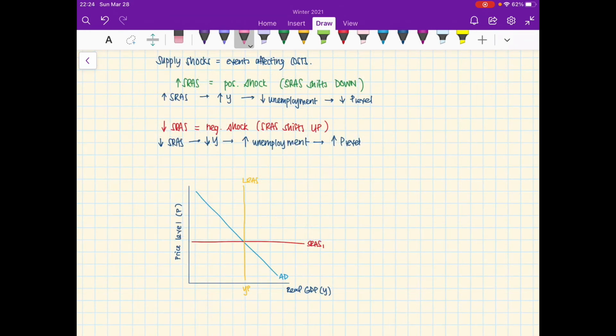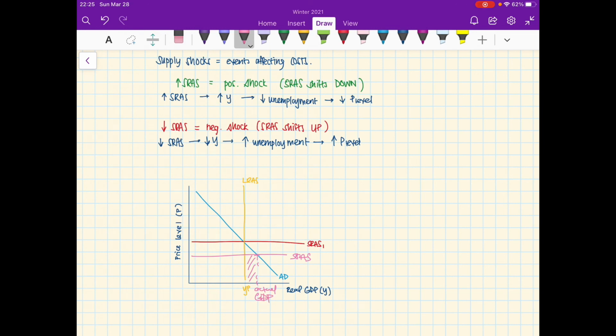Supply shocks are caused by events affecting business costs. So this can be due to a shock event, but it can also be due to a change in input prices, amongst other factors. So let's assume that input prices decrease due to a decrease in wages. This means that the SRAS curve will shift down and create an inflationary gap, as actual GDP is greater than the potential GDP.